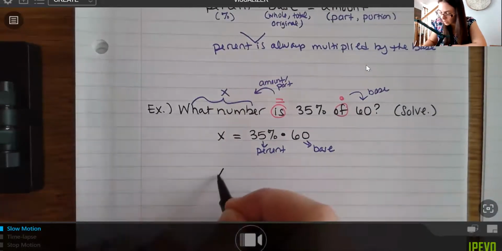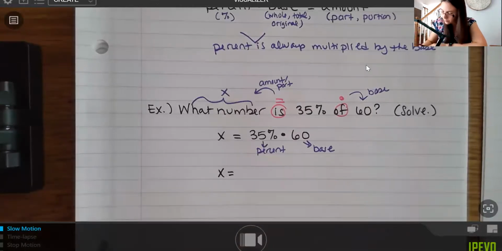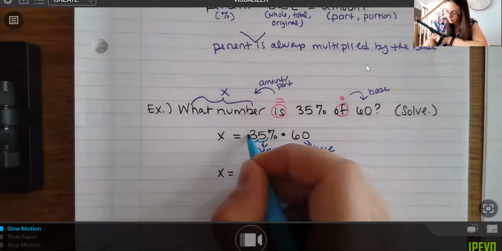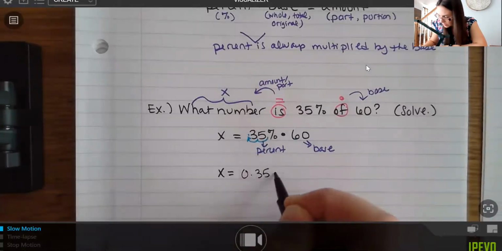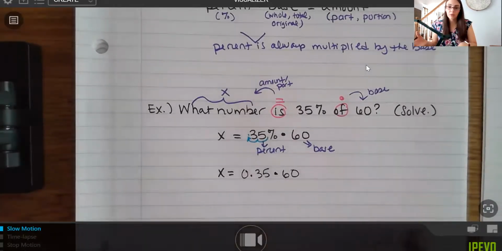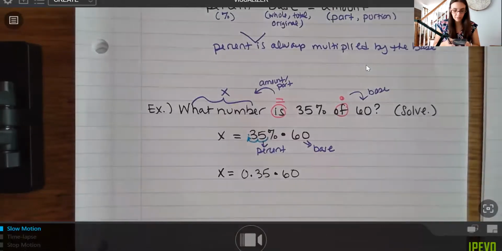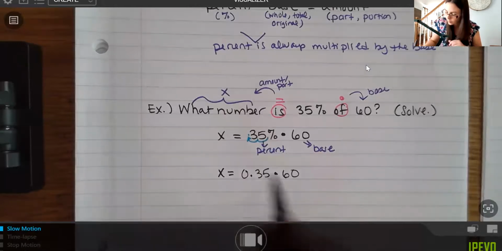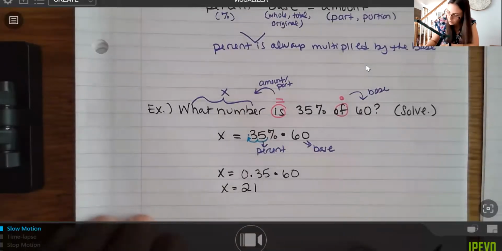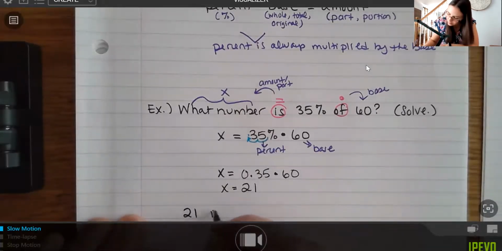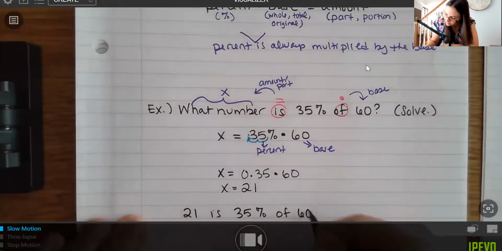All right, so let's go ahead and change this percent over. So it's going to be 0.35 times 60. And now this is a very easy one to solve. I just have to take out my calculator. And when I multiply 0.35 times 60, I get 21. So 21 is 35% of 60.